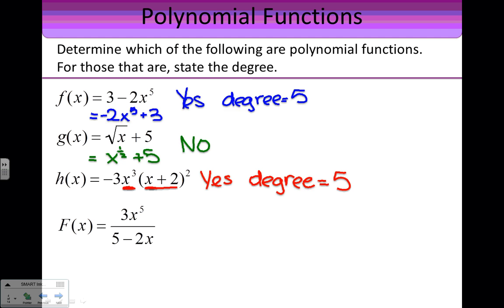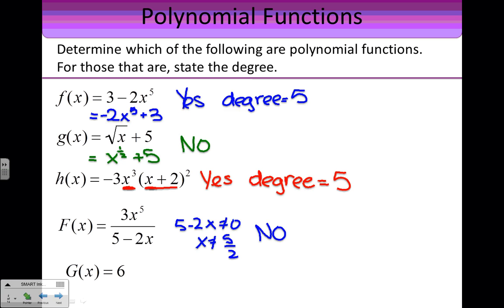Remember, when our function is a fraction, the denominator cannot be equal to 0. So in this case, 5 minus 2x cannot be equal to 0, which means x cannot be equal to 5 halves. So the domain is not all real numbers. It does not include 5 halves as a part of the domain. So no, this is not a polynomial.